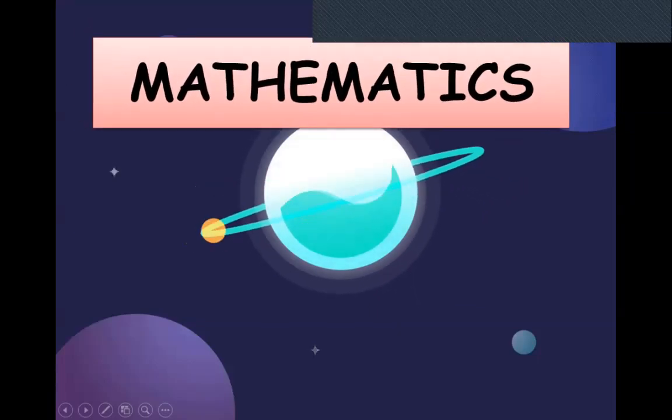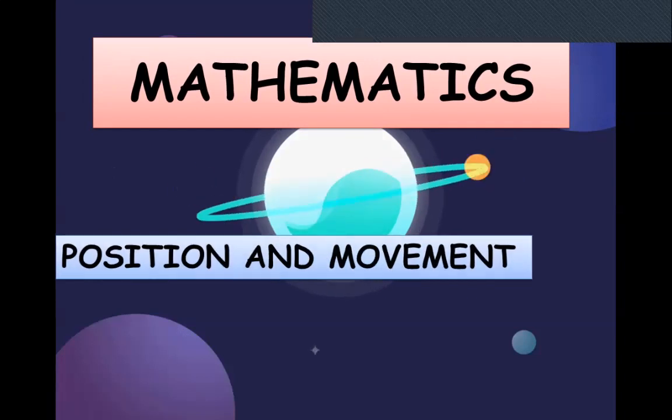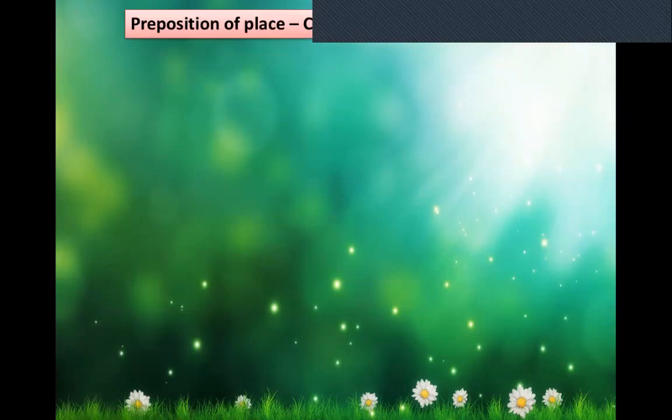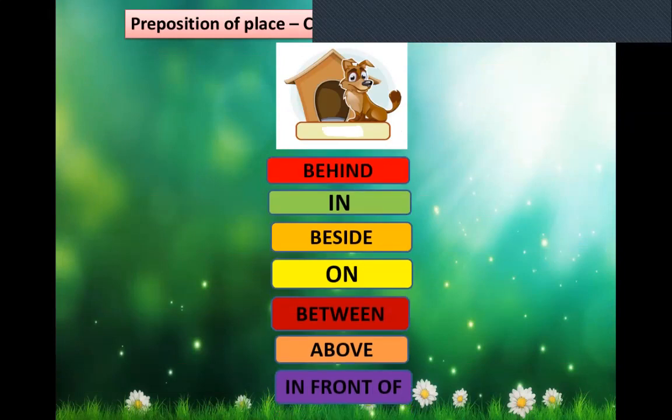Today in maths, we will learn a new topic, position and movement. Preposition of place. Choose the correct one. We all know prepositions, right? Here, by looking at the pictures or by looking at the position of the dog, you need to guess its correct place.